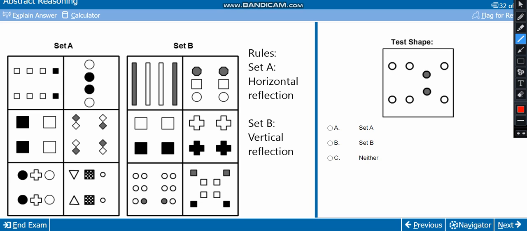Here again we see another example of a horizontal reflection. Everything's being mapped down to each other. So therefore, again, we have set A.